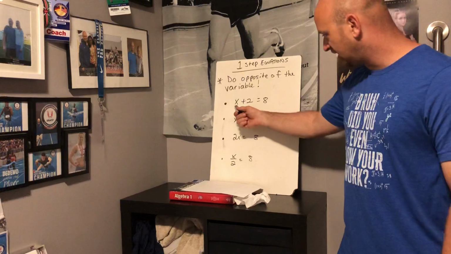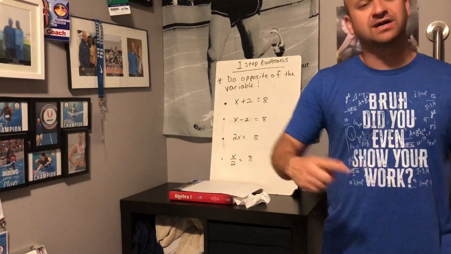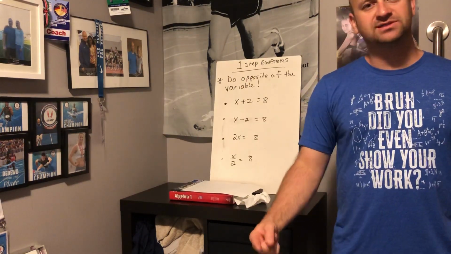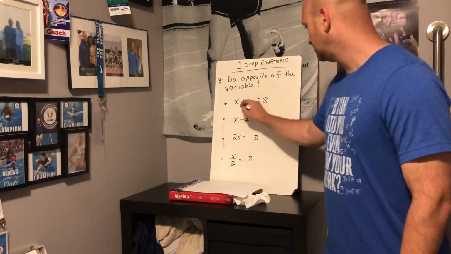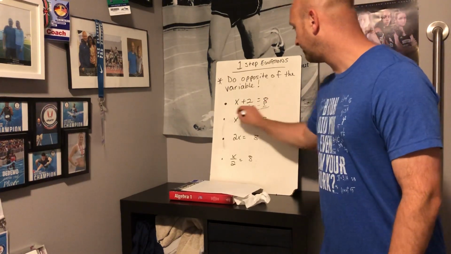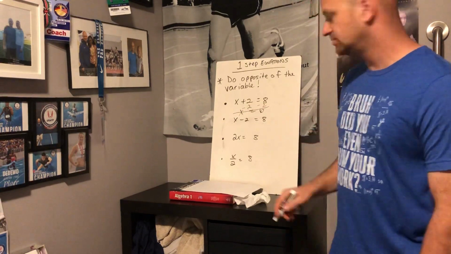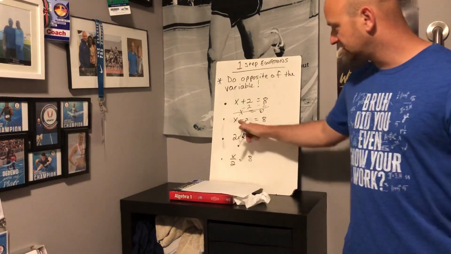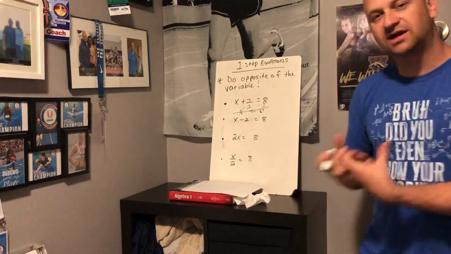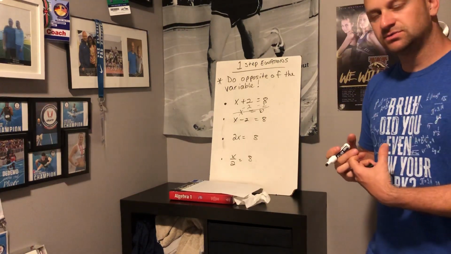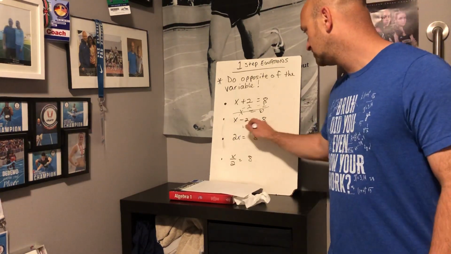All right, so we have x plus 2. What are we doing to x? We're adding 2. Well, what is the opposite of adding 2? We're going to subtract 2 from both sides. Okay, so we have x is equal to 6. Okay, second example, what's happening to x? We're subtracting 2 from x. So what do we do then? We're going to add 2 to x.